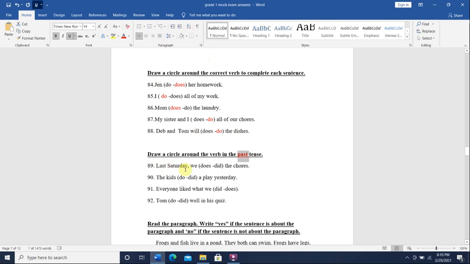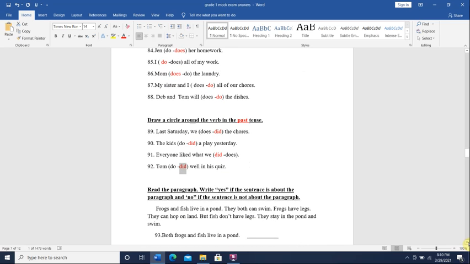So last Saturday we did the chores. Okay, the kids do or did, the kids did a play yesterday. Everyone liked what we did. Why? Because it asked you in the instructions to circle the verb that is in the past tense. Tom do or did well in the quiz. Tom did. So that's why we chose did from 89 to 92. Why? Because it asked you to circle the verb in the past tense. And the past of do is did.